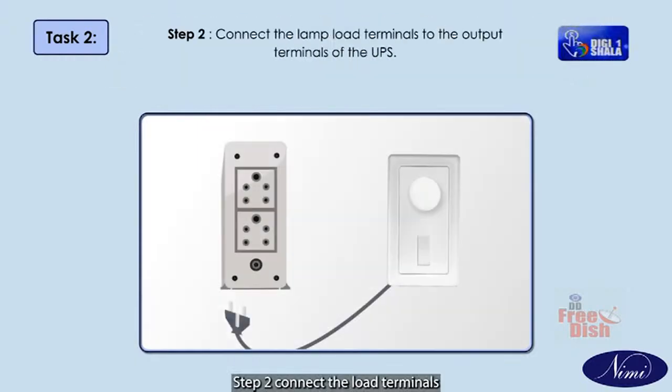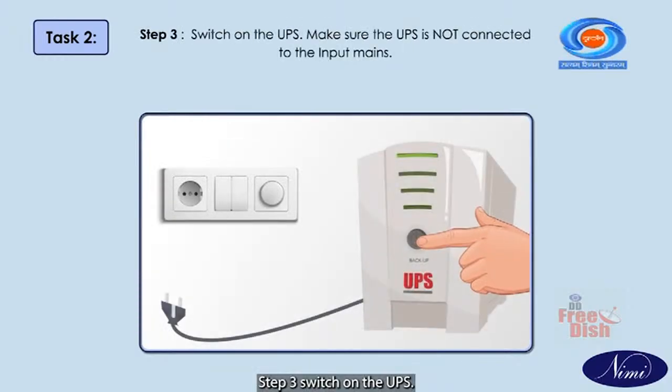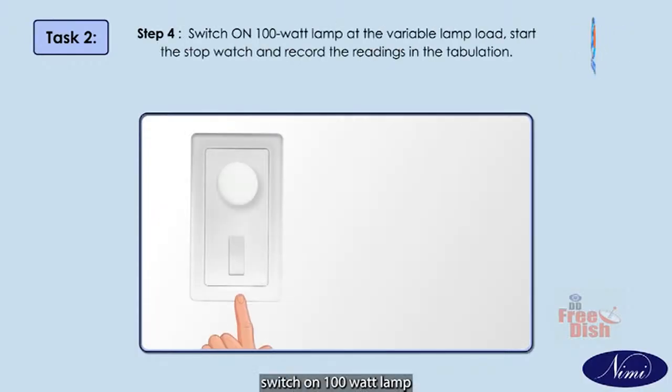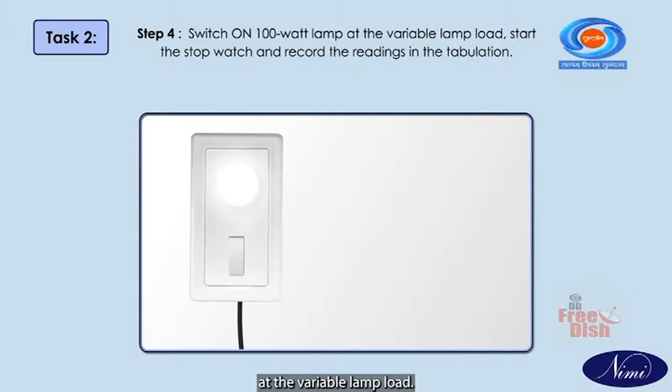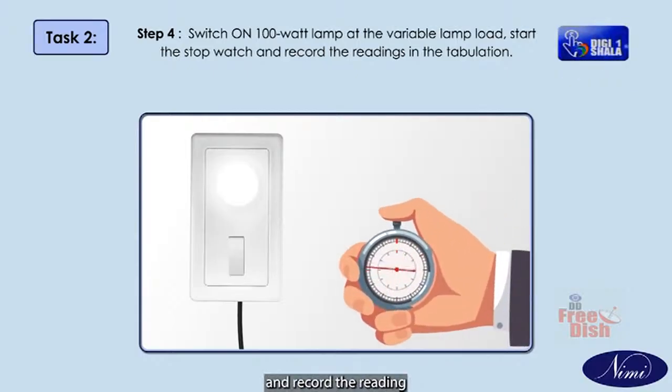Step 2. Connect the lamp load terminals to the output terminals of the UPS. Step 3. Switch on the UPS. Make sure the UPS is not connected to the input mains. Step 4. Switch on 100 watt lamp at the variable lamp load. Start the stopwatch and record the readings in the tabulation.